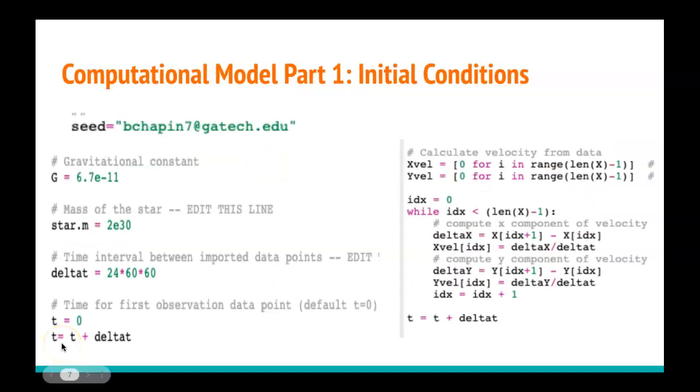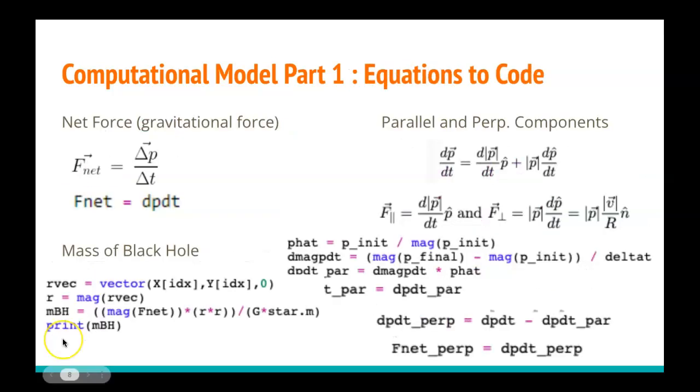Here are the initial conditions for the computational model part 1. The mass of the star is 2 times 10 to the 30th kilograms. The gravitational constant of 6.7 times 10 to the -11th is also listed here as well. Here are the important equations that are converted into code for this part of the computational model.